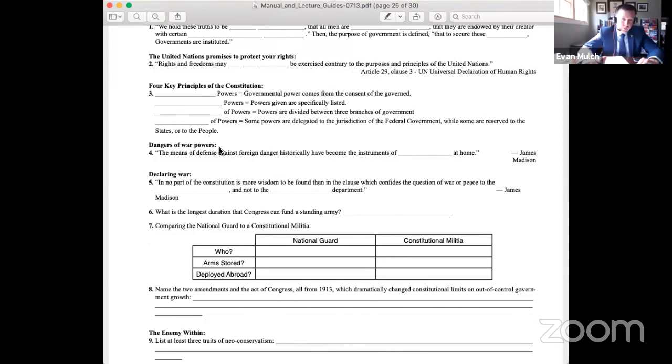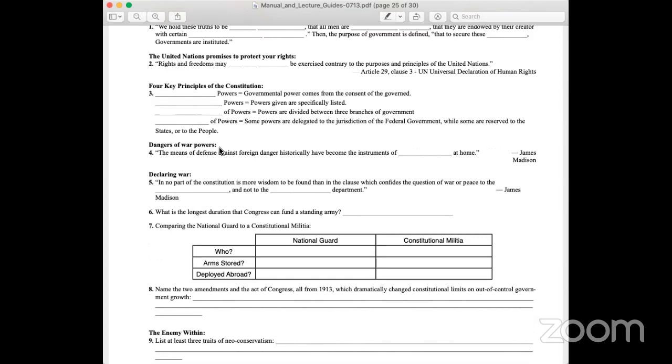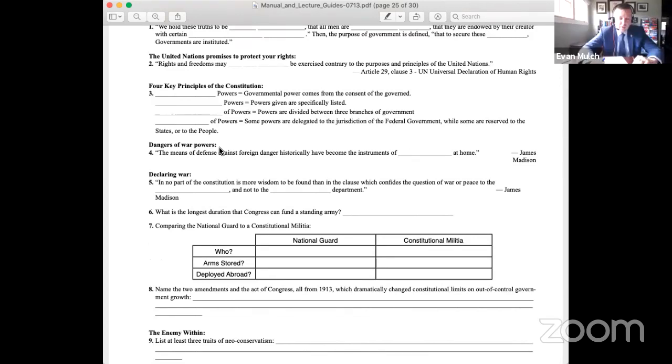The next one, powers that are divided between 3 branches of government. So which powers are divided between 3 branches of government? This would be separation of powers. So that's what our federal government does. It has separation of powers, and that's how the founders did it to keep our constitutional republic together.